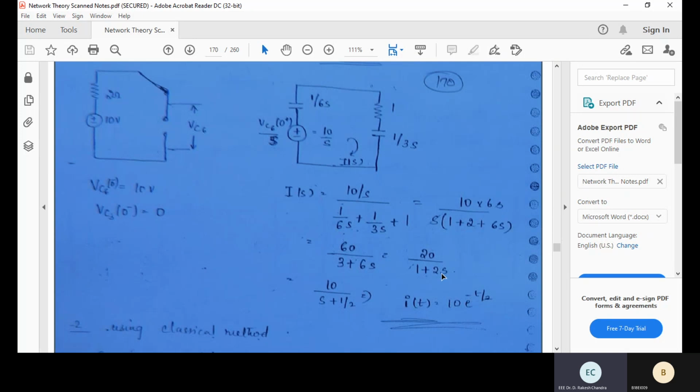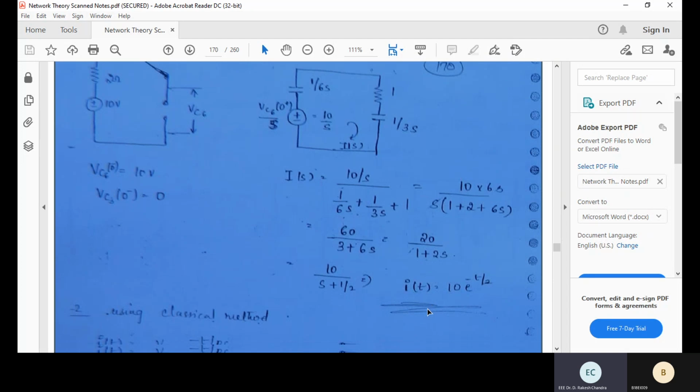So what is the inverse Laplace transform? 1 by s plus a is e to the power of minus at. Here 1 by 1 plus 2s is e to the power of minus t by 2. You just take 2 as common, then it becomes 10 by s plus 1 by 2. Then its current response is 10 as a constant into 1 by s plus a, which is e to the power of minus at.